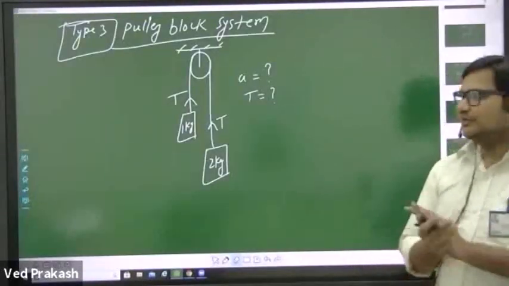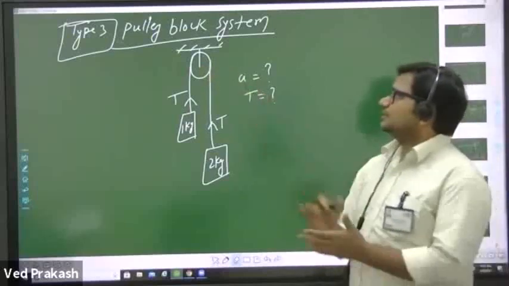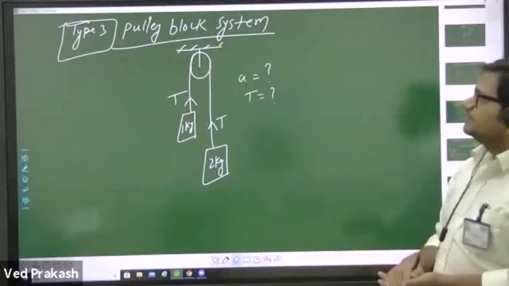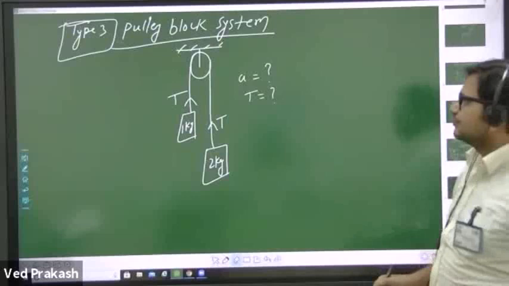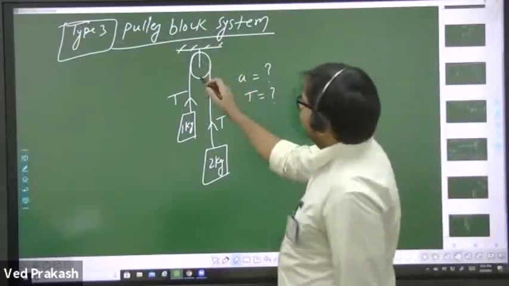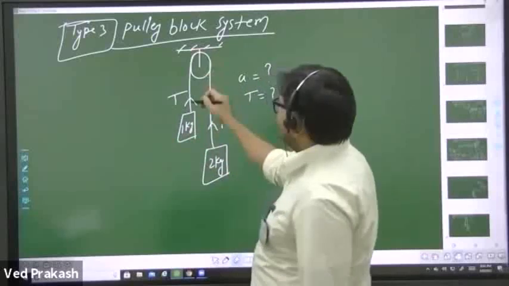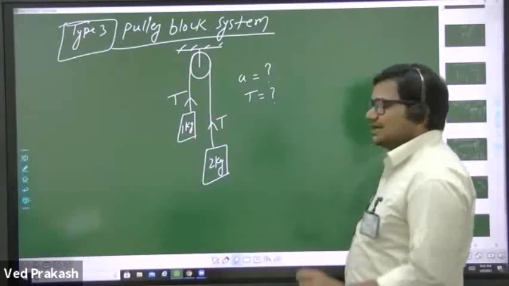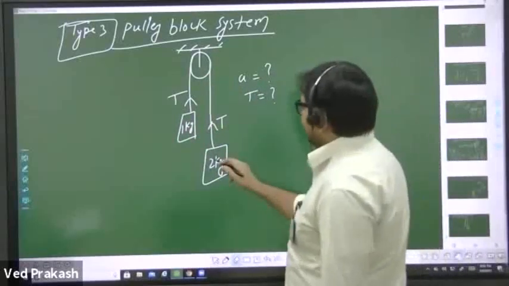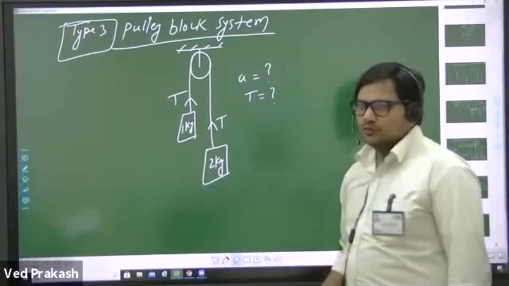Now we'll try to solve our third type of problem, which is based on the pulley block system. Here one pulley is attached to the ceiling and 2 blocks are hanging with the help of a rope. The mass of this block is 2 kg and this block is 1 kg.